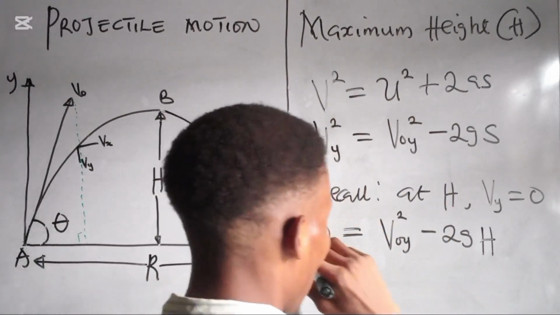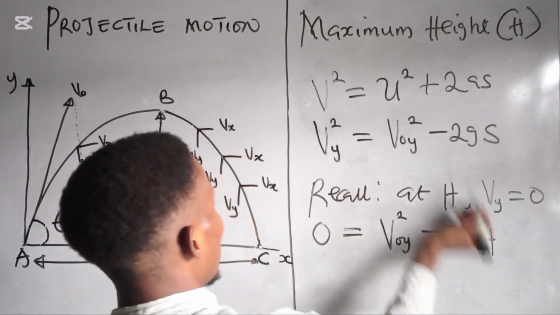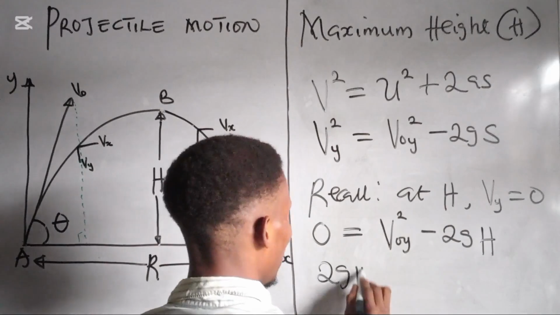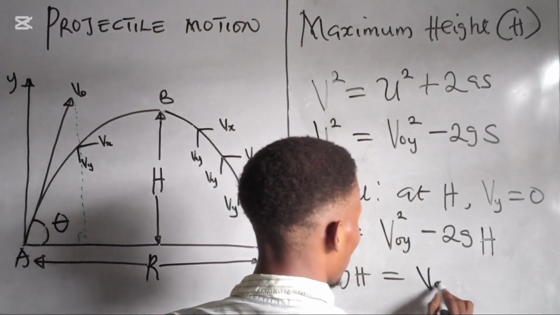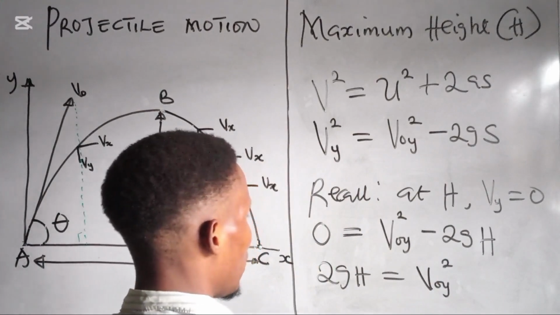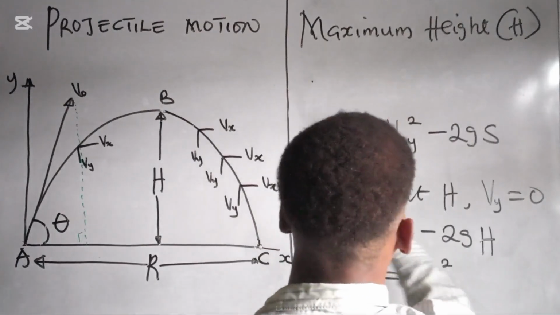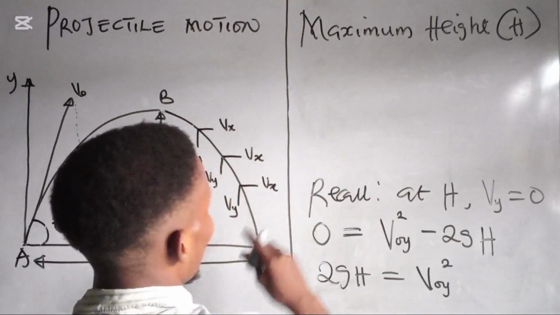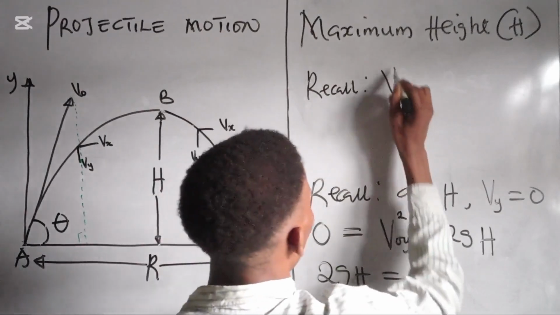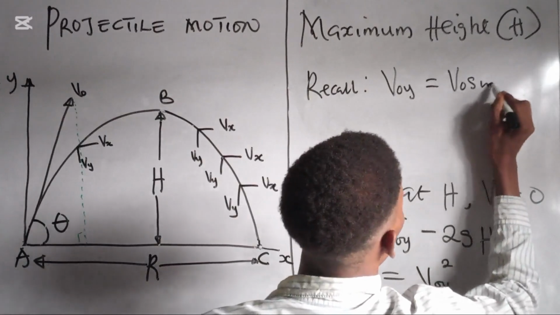So now we need to make this the subject of the formula, take it to the other side, and this sign changes. We're going to have 2gh equal to V naught y squared. Then we can divide by this to make this the subject of the formula. But before we do that, we can now recall that V naught y is equal to V naught sine theta.